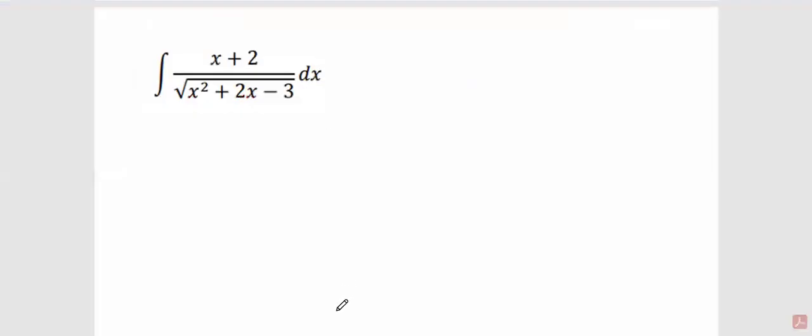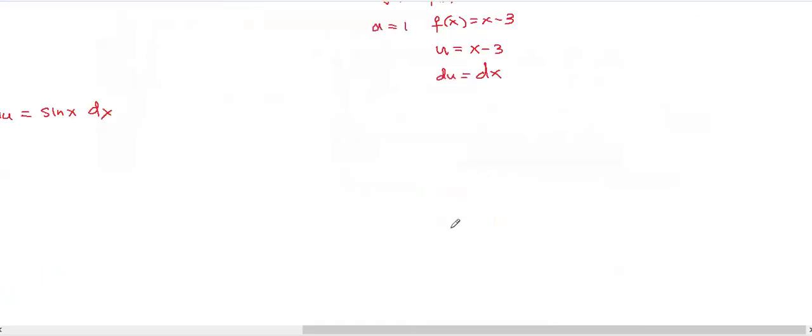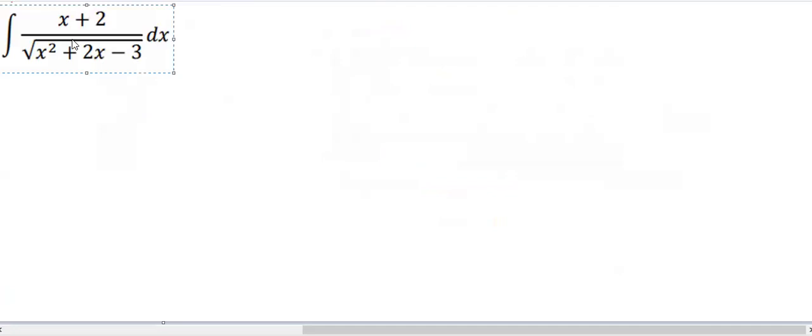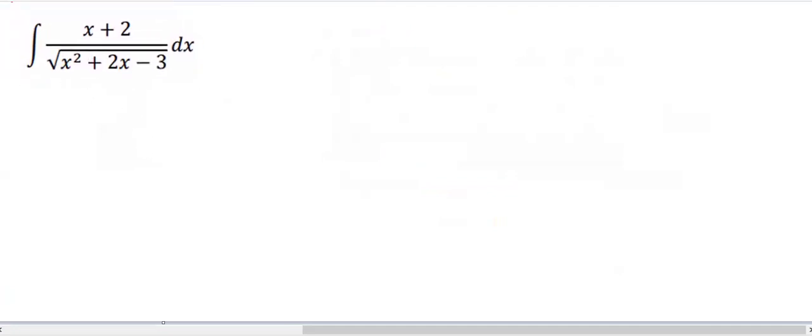Let us solve this one. So what we're going to do is the same with the preceding. We complete the square of this. Kasi again, this does not reduce. If we let u be x squared plus 2x minus 3, it will not be equal to the integral of some constant times u raised to negative 1/2 du. So pag nilet natin u yung radicand, it does not equal to constant u raised to negative 1/2.